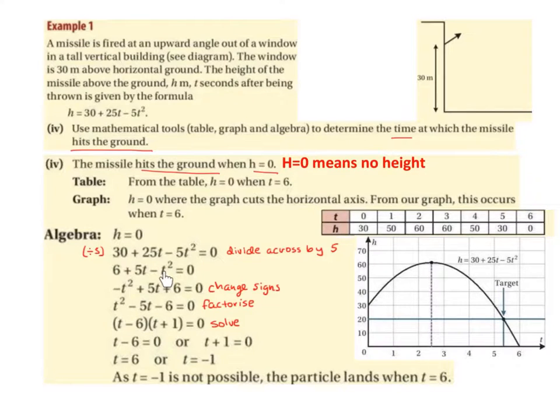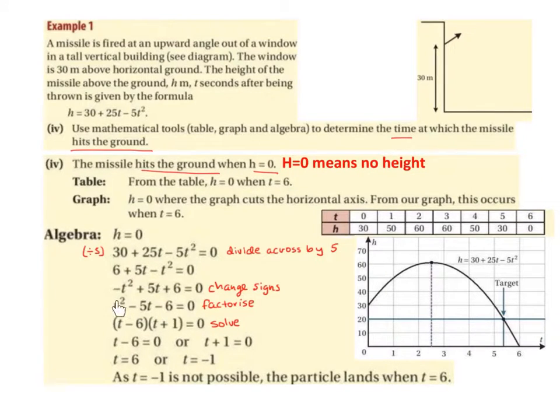Now we're going to rearrange our equation so that our squared term is first, our t term is second, and our constant is last. So we bring the minus t squared in front, plus 5t stays in the middle, and the 6 comes to the end. So we have minus t squared plus 5t plus 6 is equal to 0. Now we're going to change the signs. Minus t squared becomes t squared, plus 5t becomes minus 5t, plus 6 becomes minus 6.